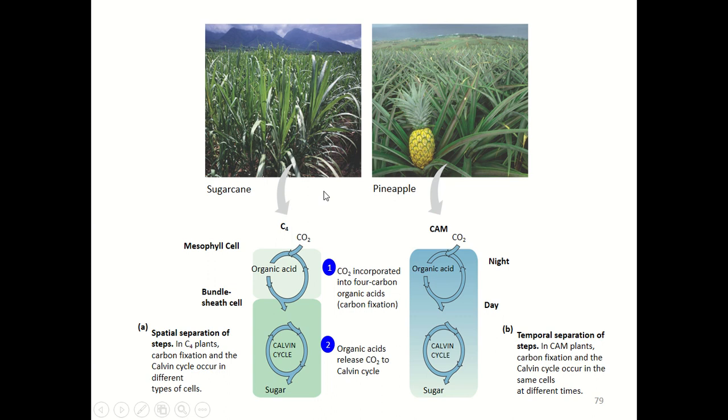So as you can see here, in C4 plants and CAM plants, the carbon fixation is the same. They have two carbon fixations. However, carbon fixation of C4 plants occurs in mesophyll and bundle sheath cells. Meanwhile, in CAM plants, the carbon fixation only occurs in mesophyll cells.